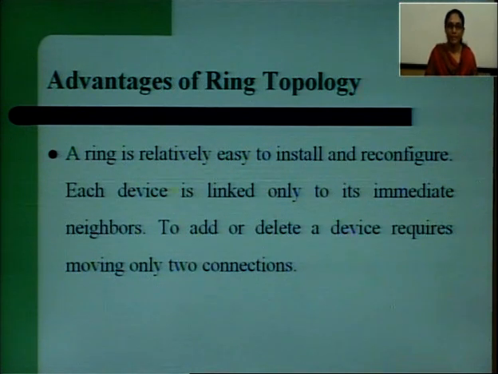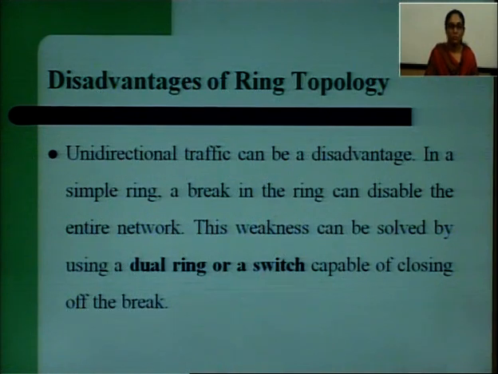Each device is linked only to its immediate neighbor. So to add or delete a device requires moving only two connections, not more than two. So what are the disadvantages of ring topology? Unidirectional traffic is the main disadvantage of ring topology. In the simple ring, a break in the ring can disable the entire network.